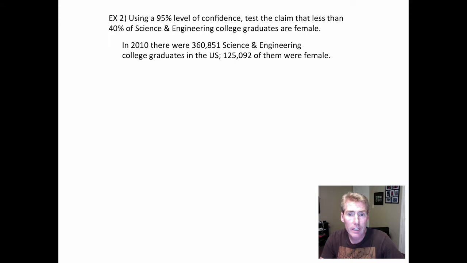In 2010, in the United States, there was a total of 360,851 people that graduated in science and engineering. So that would be all private and public universities. 125,092 were female. So the claim is that it's less than 40%. So H1 stays the same, pointing to the left, so it's a left-tailed test. That means all of this 0.05 is going to be in the left tail.